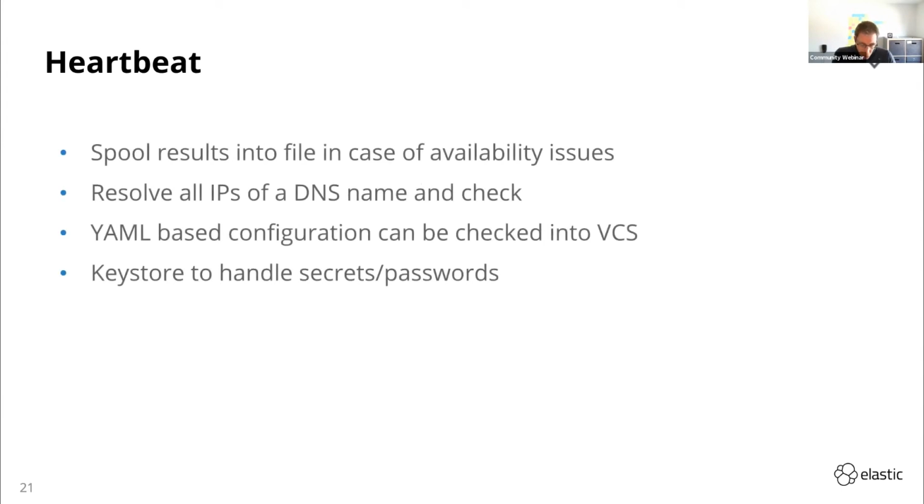So it sounds really simple, but of course there are details to it which you always have to keep in mind. First off, like every other beat, you have the ability to basically spool results in case of availability issues or connectivity issues. But also things like if an IP address resolves to several, or if a DNS name resolves to several IP addresses, you want to make sure you check each of those services and each of those IP addresses. And this is what a Heartbeat is doing automatically.